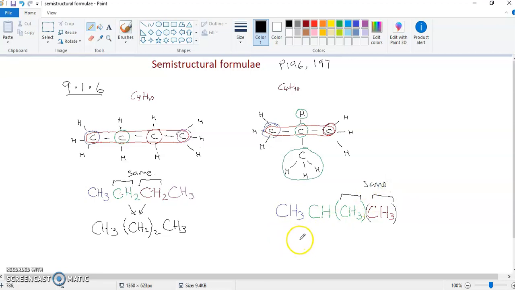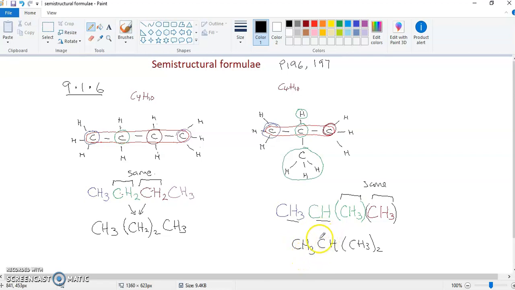So what we can do is write this as CH3, that's the first one there, CH, that's that bit there, and then CH3, 2. That's how they got that structure from the book.